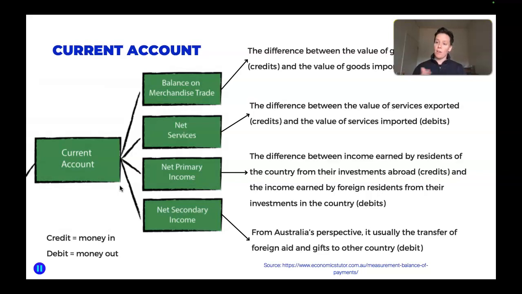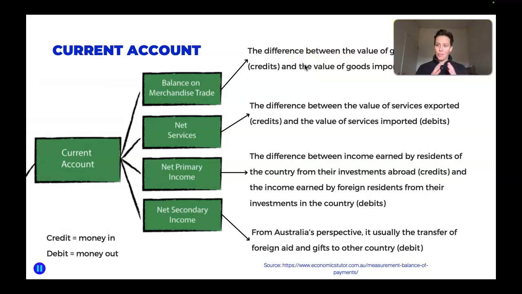We're going to be talking about credits and debits a lot, so it's really, really important that you understand: credit equals money in, debit equals money out. On that note, if we look at the balance of merchandise trade, we understand that as being the difference between the value of goods exported and the value of goods that are imported.